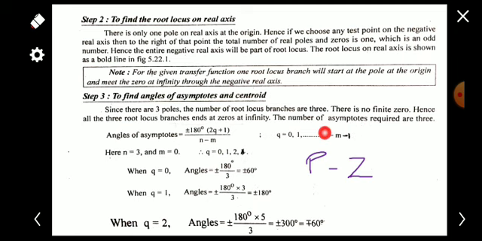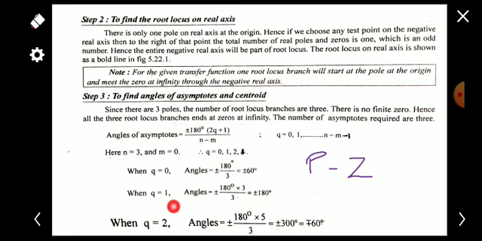So here n, the number of poles, is 3 and m is 0. So q will be 0, 1 and 2. The value of q will be 0, 1 and 2, and we have to find the angle for each of the values of q. When q is equal to 0, we get plus or minus 180 into 1 divided by 3, which is plus or minus 60 degrees.